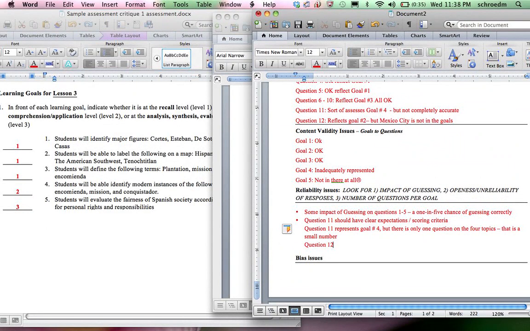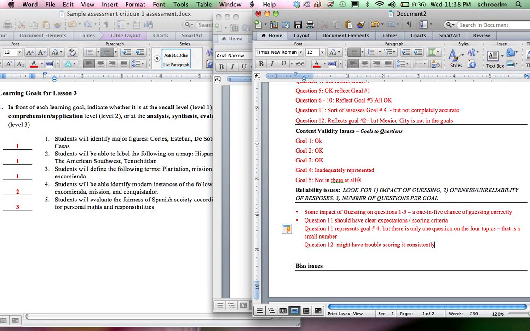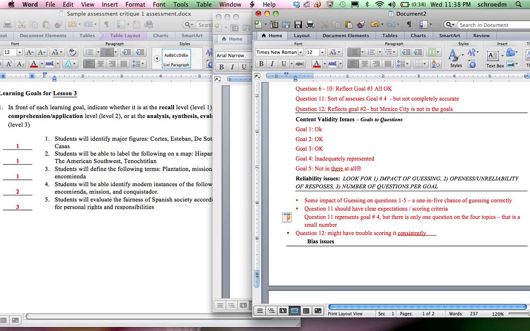Question 12 might have trouble scoring it consistently, particularly between different students. One student's pretty close, another student's just a little more off, and I might mark one off and the other one correct, and then the students are best friends and they compare papers and they come to me, mine's pretty much in the same place as his, why is mine wrong and his is right, and so on. So that might be a potential issue that you have to deal with.